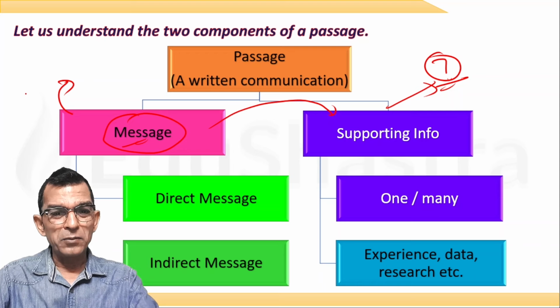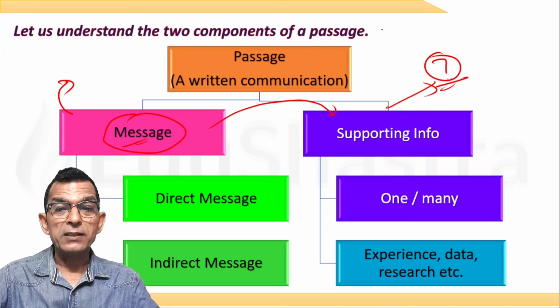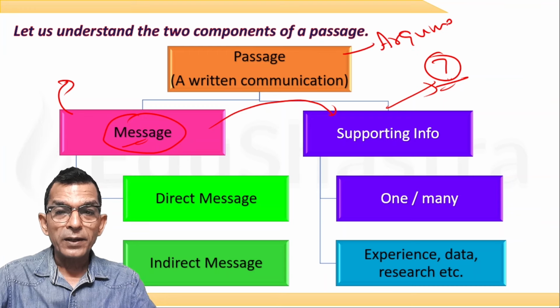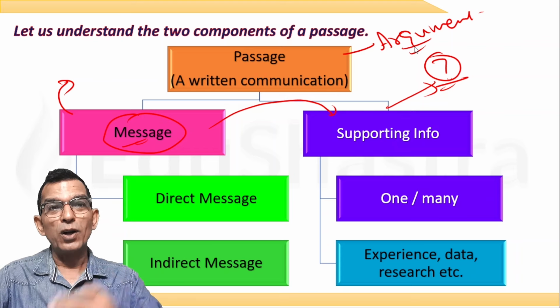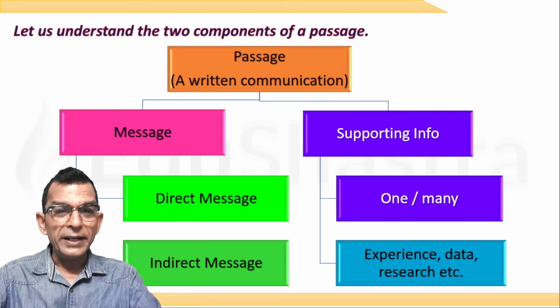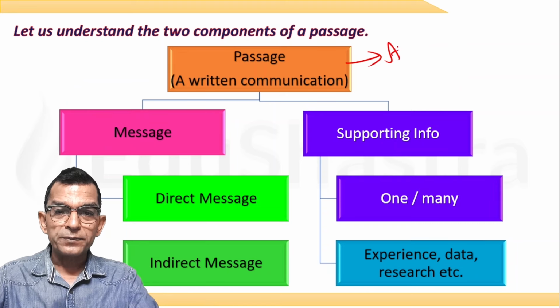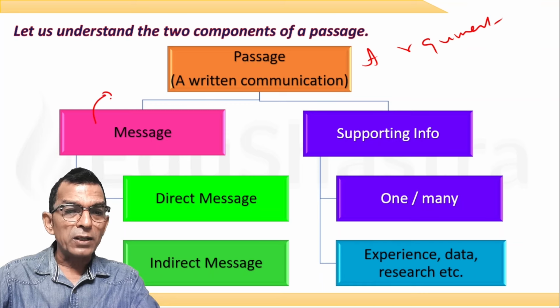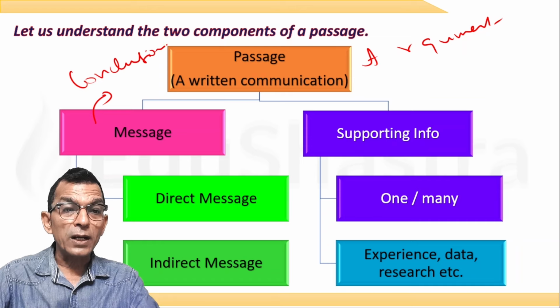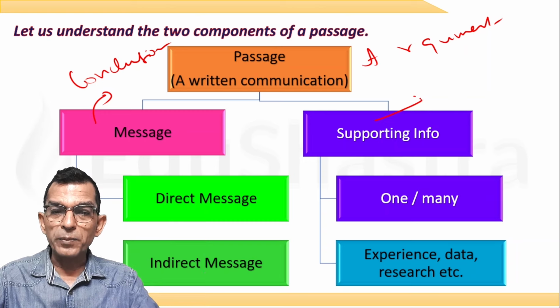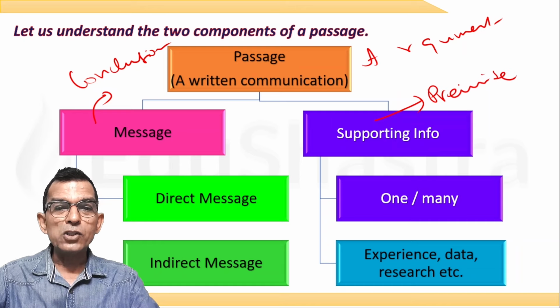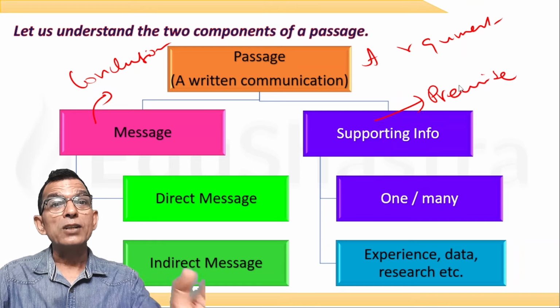Now, we have got technical terms for this. The passage itself is called the argument. Remember, a passage itself is called the argument, but the argument does not mean that it's a verbal duel. It's not a fight. It is what the author wants to send across to the reader. So the passage itself is called the argument. Then the message is called the conclusion. Now the conclusion is what I told you. It could be an opinion, it could be a solution, it could be anything. And the supporting information is called the premise. So once you understand this basic structure, you start understanding the paragraphs.